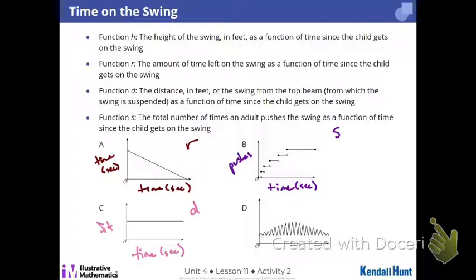And then D. Sophia, which one you got for D? Function H. So the height of the swing from the ground over and over, right? So we've got a time in seconds, and then we've got the feet.